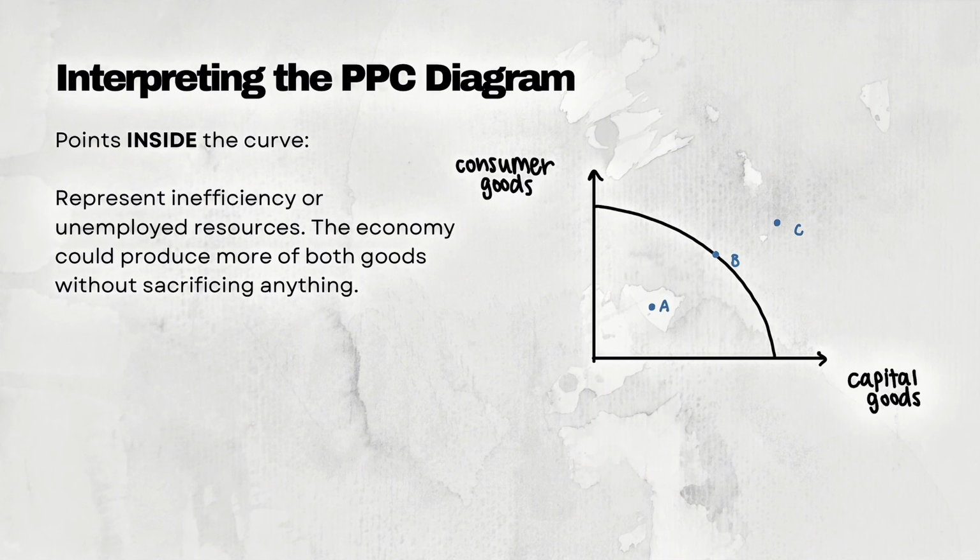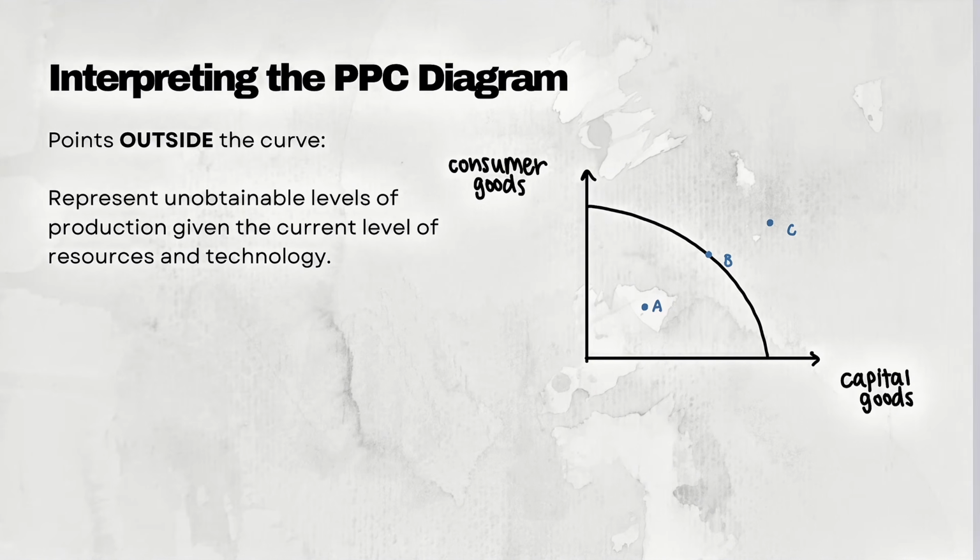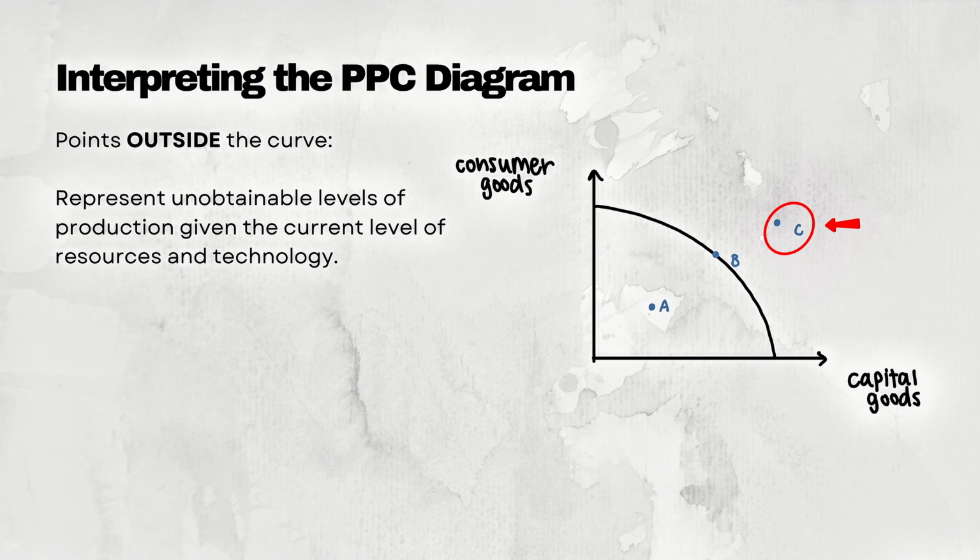An office has got 10 printers, but only 5 are working. So the maximum potential of this office when it comes to printing is at B. However, only 5 are working. But because only 5 printers are working, they are unable to reach their maximum potential, and therefore they operate at A, which is inefficient. And for the points outside of the curve, this represents unattainable levels of production given the current level of resources and technology.